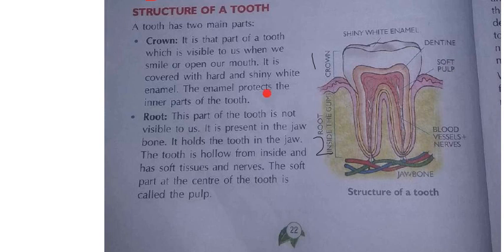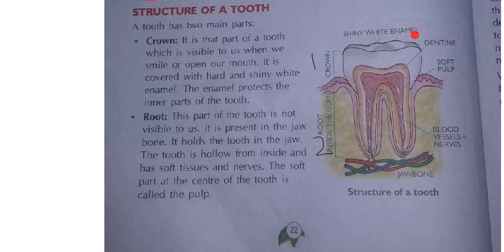By this we have completed crown and root, that means parts of the tooth. Once again I am revising. See what we have learned. The structure of a tooth. A tooth will have mainly two parts. First one is the crown, second one is the root. This crown we can see, it is visible to us. The root we cannot see, it is not visible to us. Crown means the upper, outer layer, which is white in color. This hard outer covering which is shining is called the enamel.